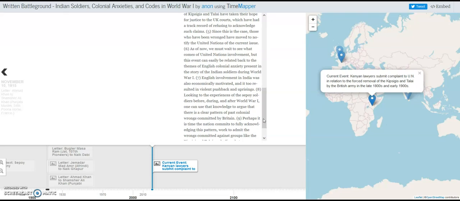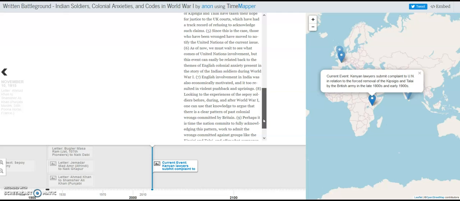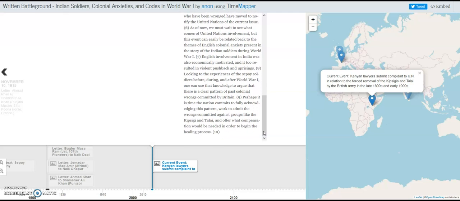As of now, we must wait to see what comes of the United Nations involvement, but this event can easily be related back to the themes of English colonial anxiety present in the story of the Indian soldiers during World War I. English involvement in India was also economically motivated, and it too resulted in violent pushback and uprisings. Looking to the experiences of the Sepoy soldiers before, during, and after World War I, one can use that knowledge to argue that there is a clear pattern of past colonial wrongs committed by Britain. Perhaps it is time the nation commits to fully acknowledging this pattern, work to admit the wrongs committed against groups like the Kipsigis and the Talai, and offer what compensation will be needed in order to begin the healing process, if possible.